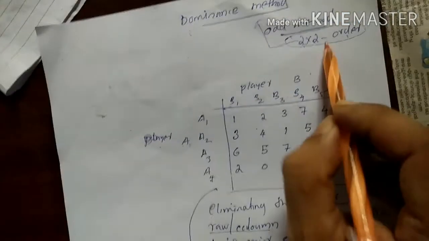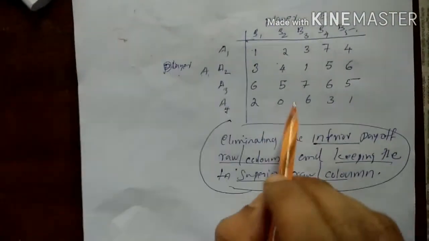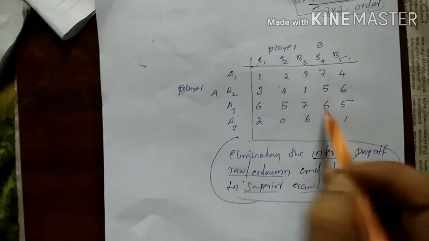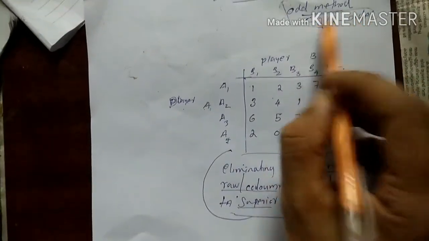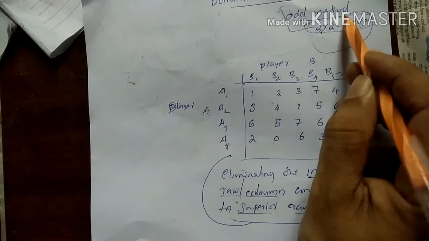So I told you that we are converting the matrix into 2 by 2 order. So we need to eliminate some rows and some columns from this matrix. Finally, we will get a 2 into 2 order matrix. So, this matrix is 2 into 2 order.